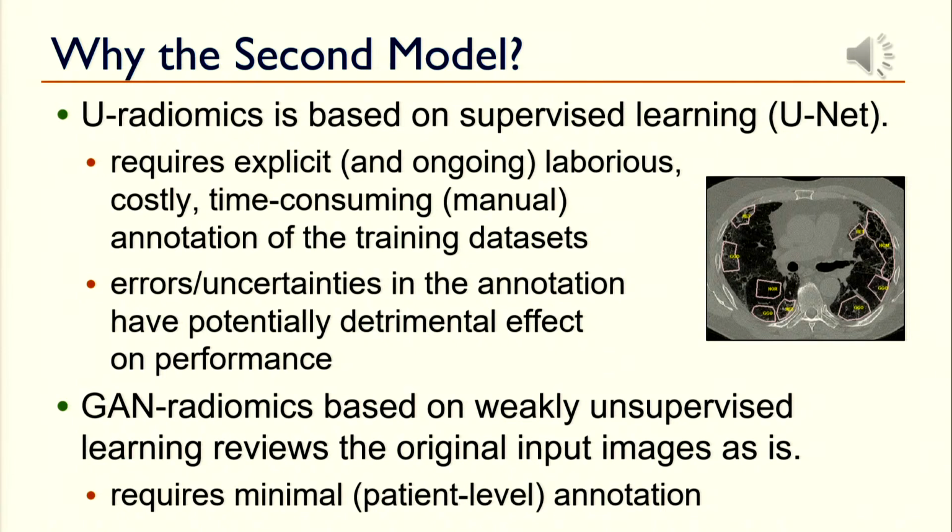There are also cases where you just cannot express the ground truth simply as a precise binary decision for the annotation. This is why we have also investigated the use of weakly unsupervised learning, or GAN radiomics. In this approach, no annotations are needed, other than the survival time of the patient. The GAN radiomics simply takes a look at the images and comes up with a survival prediction. In the next slides, we will take a look at the GAN radiomics model in more detail.